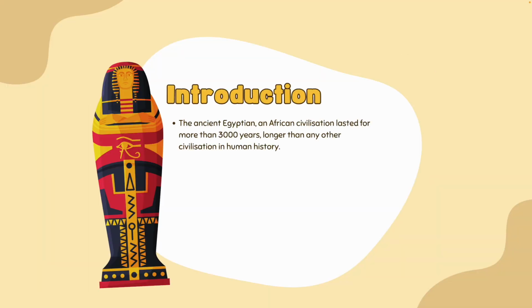So for our introduction, ancient Egypt is a civilization that lasted over 3,000 years, right? In terms of other civilizations, it's longer than any other civilization imaginable, okay? So how long did the ancient Egyptian civilization last for? Over 3,000 years, okay?